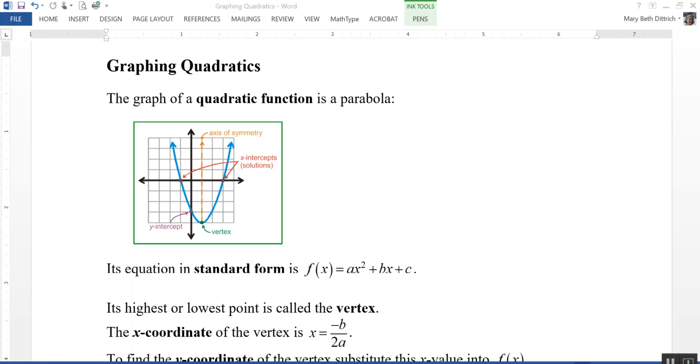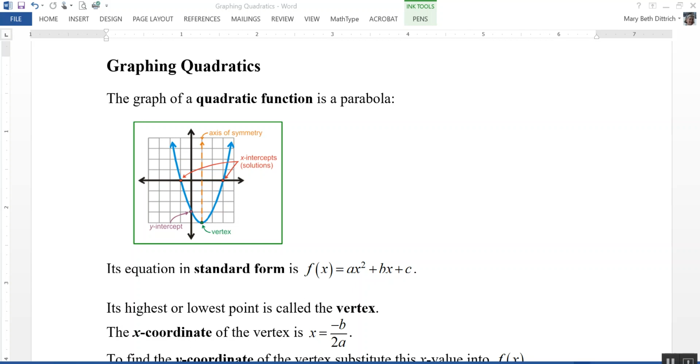This video is on graphing quadratics. The graph of a quadratic function is a parabola and looks something like this. Its equation in standard form is f of x equals ax squared plus bx plus c. Recall that f of x is just another way of saying y. Also notice that a is the coefficient of x squared, b is the coefficient of x, and c is the constant term.